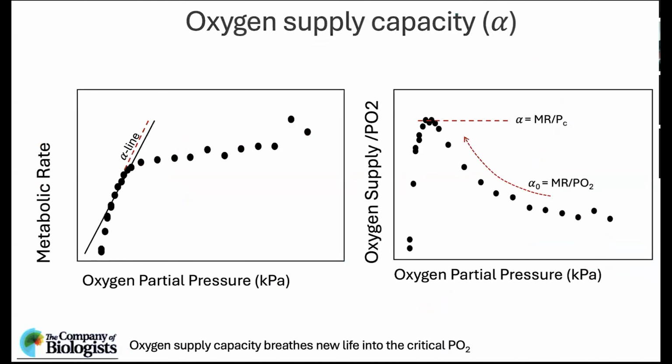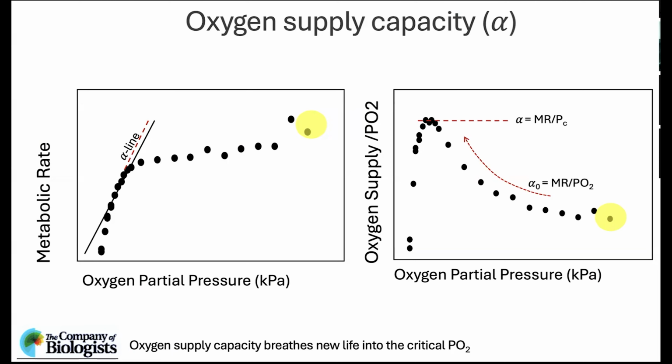So we can measure the oxygen supply capacity. So this is a typical respirometry curve. If you put an animal in a chamber and allow it to consume oxygen, it will maintain a relatively constant resting metabolic rate down to some critical oxygen level. This point, if you divide the metabolic rate at that point by the partial pressure, that gives you this alpha naught term. So that's that corresponding point as an oxygen supply measurement.